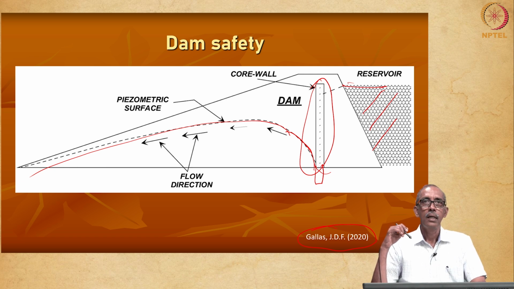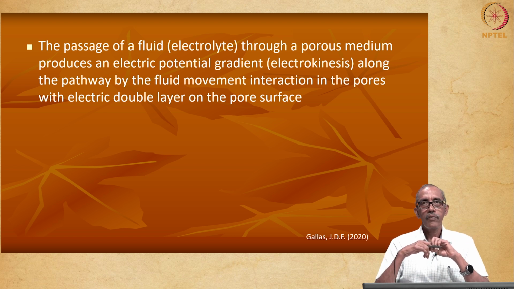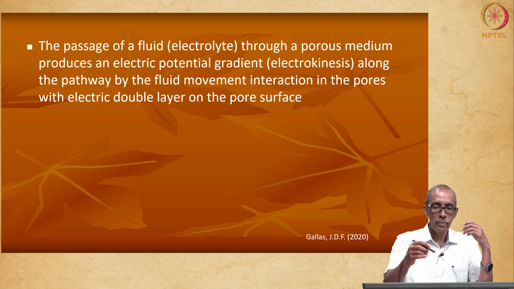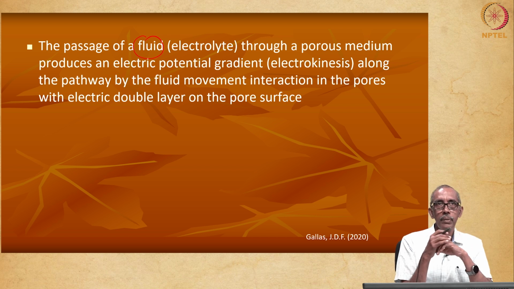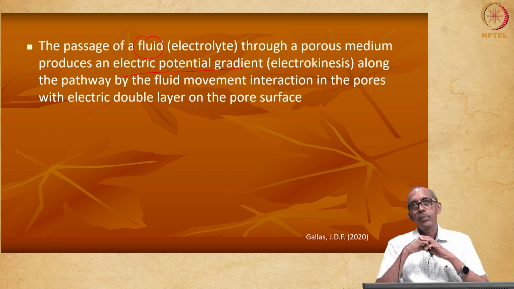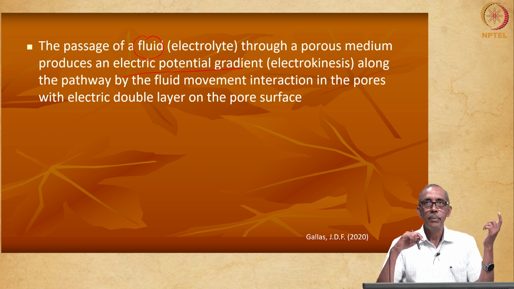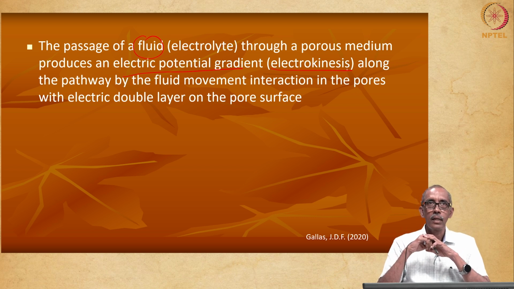earthen embankment, right. Now, what happens beneath the surface of the earth is the presence of the fluid, which means in this case it is water, right. The passage of water through the porous medium itself produces some electrical potential, right. Hope you can recollect, we had seen the process of generation of electrical cell potential at the beginning. One such process is this electrokinesis, right.